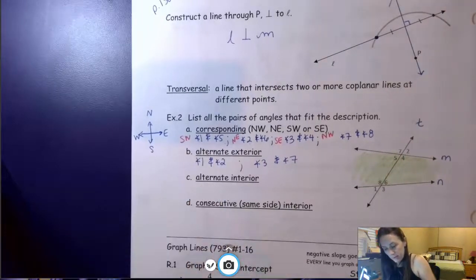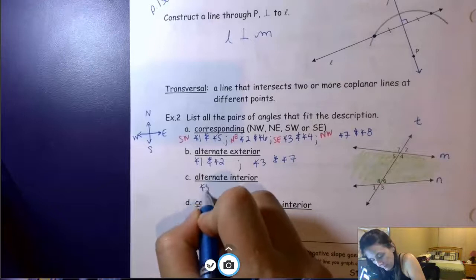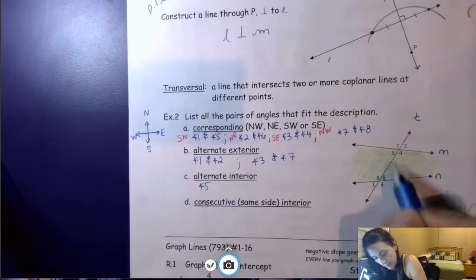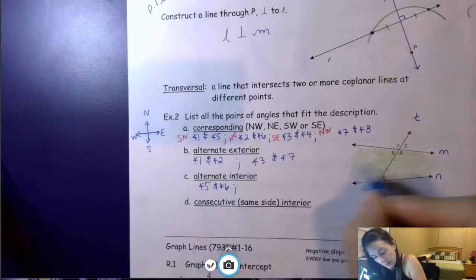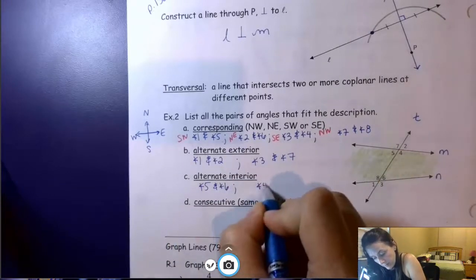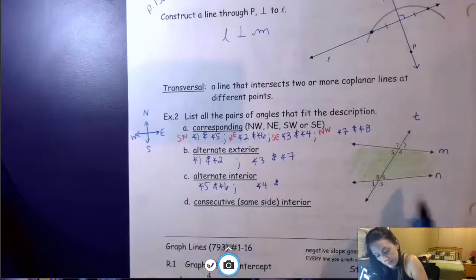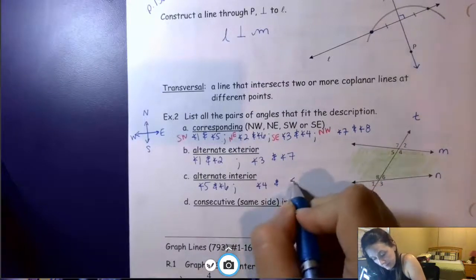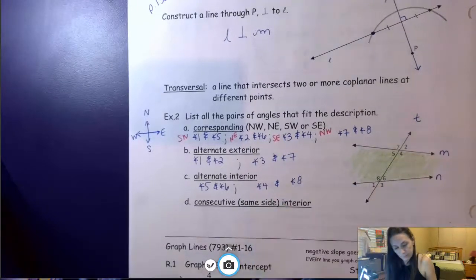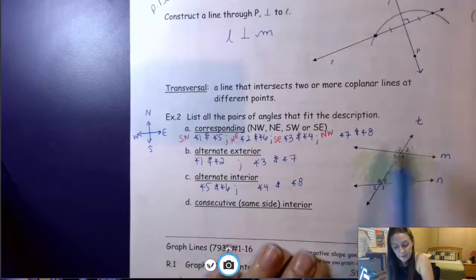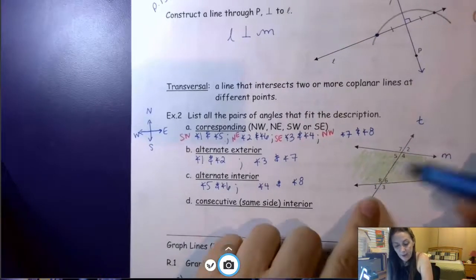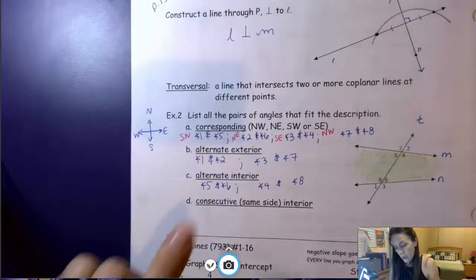Alternate interior, angle 5. Alternate inside will be angle 6. Then we have angle 4. The alternate inside will be angle 8. So again, alternate and not in the same set. It has to be alternate in the other set, either the top or bottom.